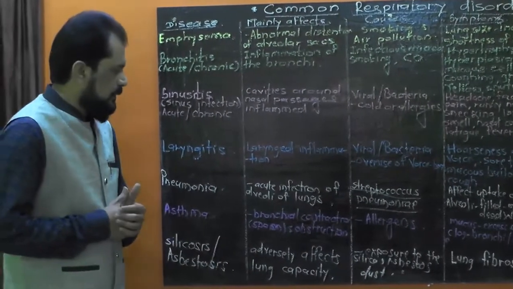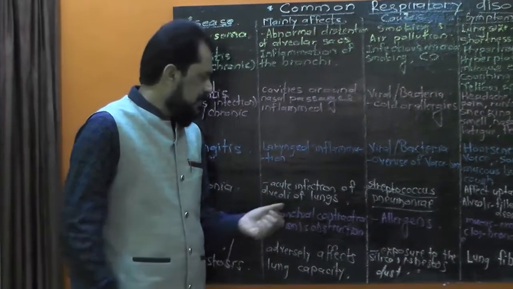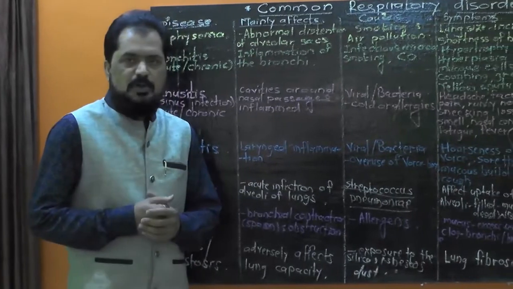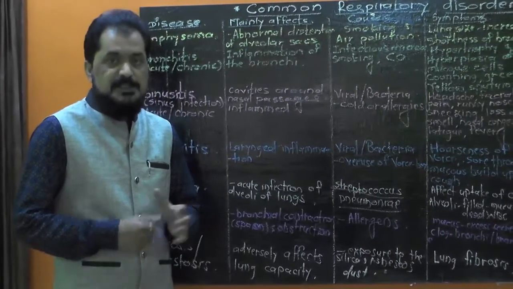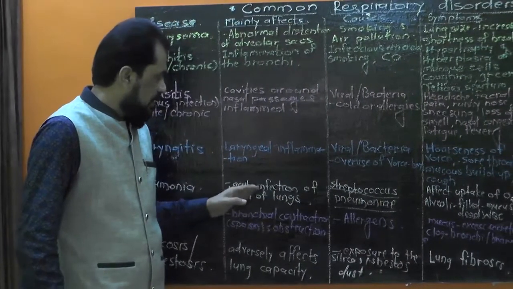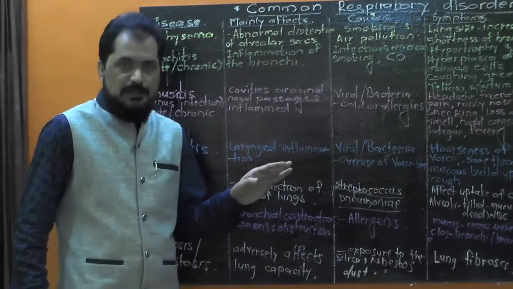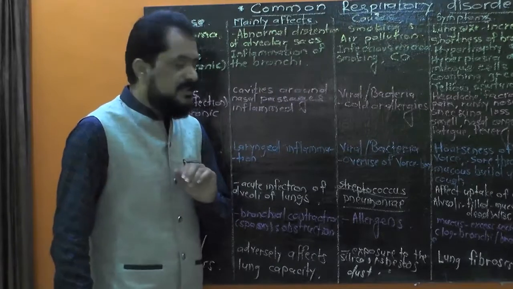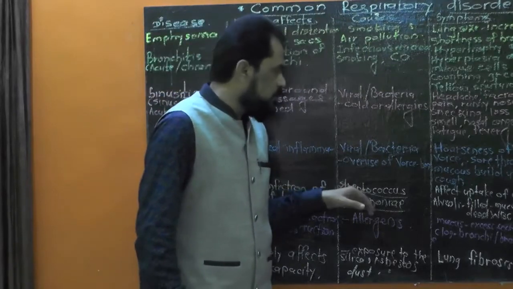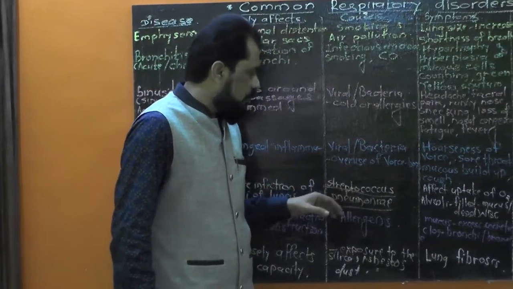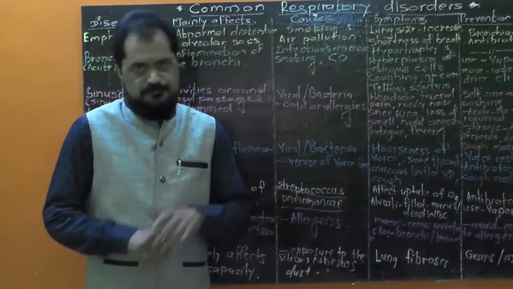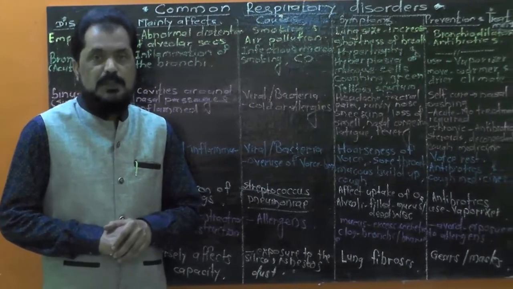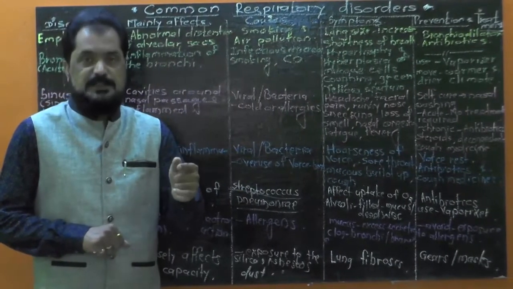Come to the next disorder, that is pneumonia. We all know that pneumonia is an acute infection of the lungs. It is an acute infection of the alveoli of the lungs, and this disease is mainly caused by the bacterium Streptococcus pneumoniae, the pneumonia-causing bacterium.